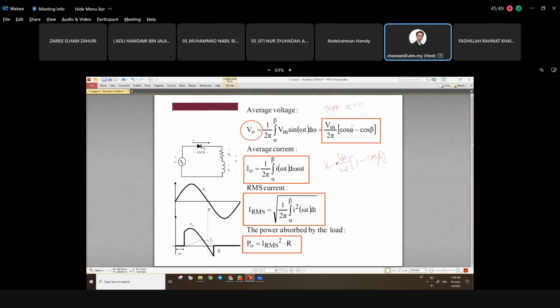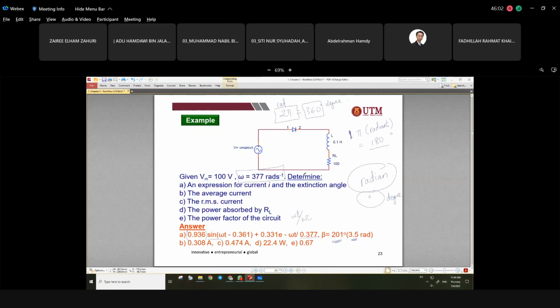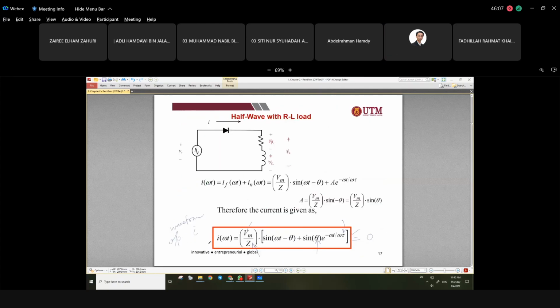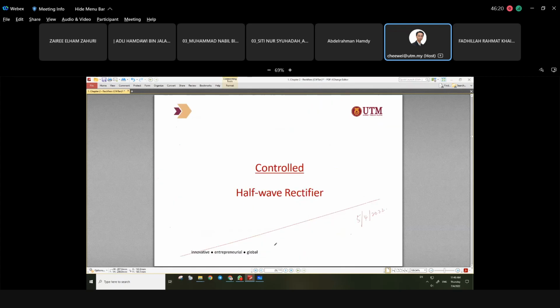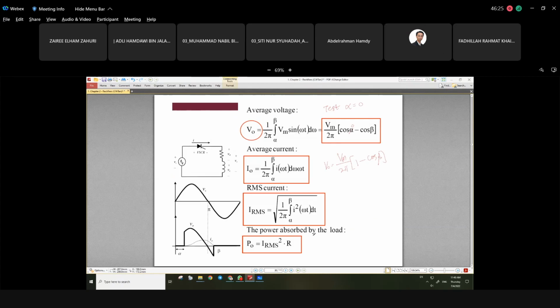Okay, the same thing goes to the average current. You can integrate from alpha to beta of the I omega t. But the I omega t is a very complicated equation. As I said just now, you don't have to memorize this box, okay? But you need to know how to find the parameters inside the box. So you can use this one if it is provided to find the average current. So you will definitely find this case here.